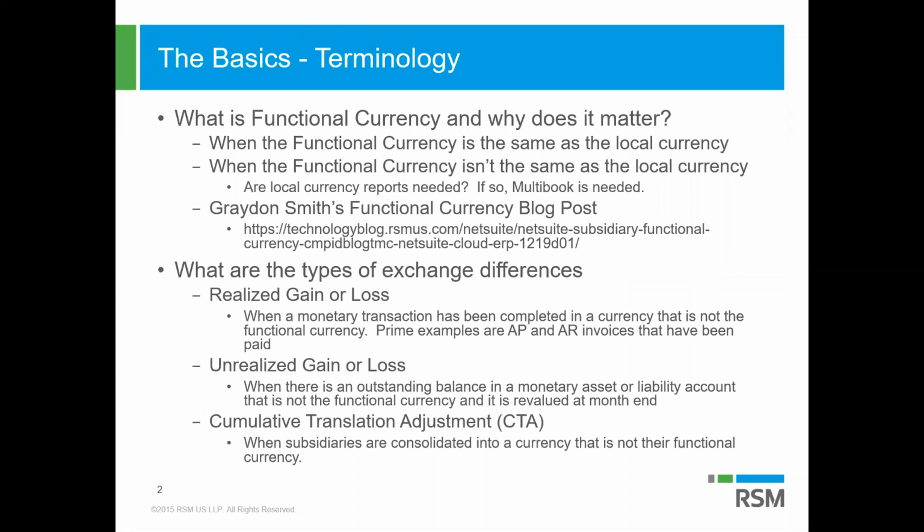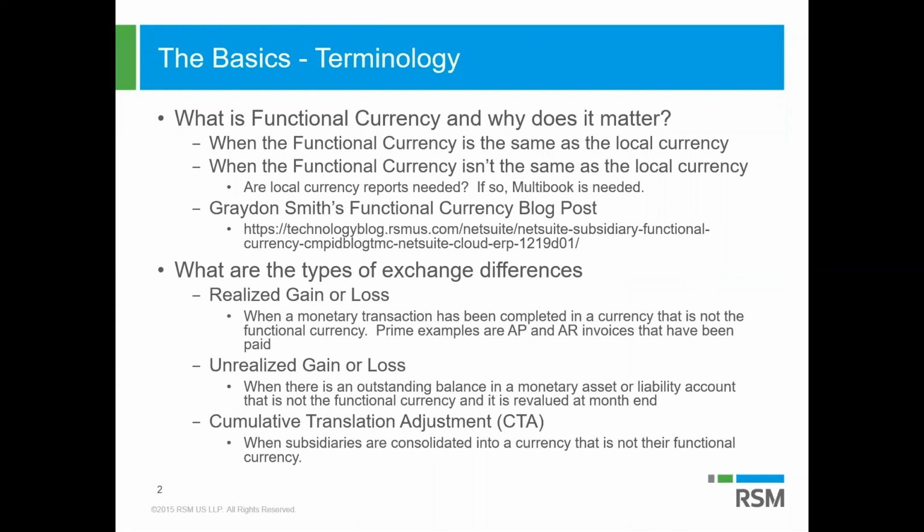So what is functional currency and why does it matter? Functional currency is the currency that your general ledger is denominated in. You have two situations that can occur. You can have your functional currency be the same as your local currency, or your functional currency isn't the same as your local currency. ASC 830, for those who want some really exciting reading, outlines some criteria for how to decide what your functional currency is. My suggestion on functional currency is, if you are not sure, talk to your accountants, because they will be able to guide you on that.